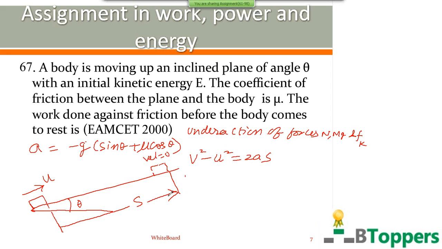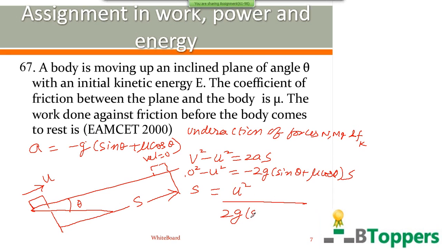Let us find the distance it travels up the inclined plane before it stops. We can take a equal to minus g into (sine theta plus nu cos theta). So the distance the body travels up along the inclined surface before its velocity momentarily becomes 0 is u square by 2g into (sine theta plus nu into cos theta).